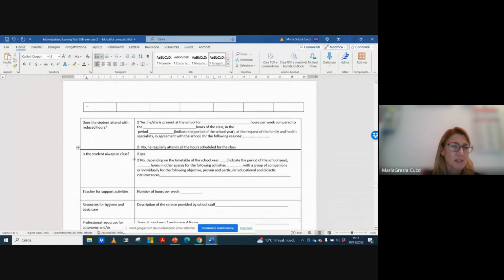Is the student always in class? Because we can have a student at school, but maybe he is not inside the class. Yes or no, depending on the timetable at the school year, or depending on other situations. And we can put what we can plan for the student to do in alternative towards what the rest of the class is doing.